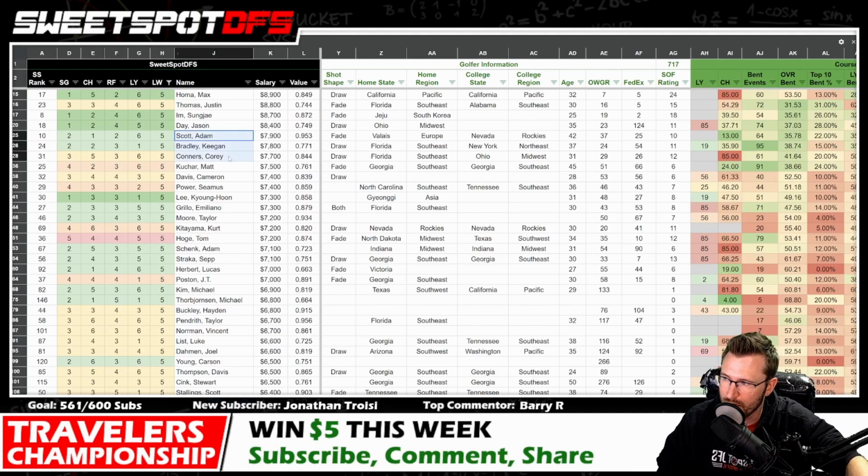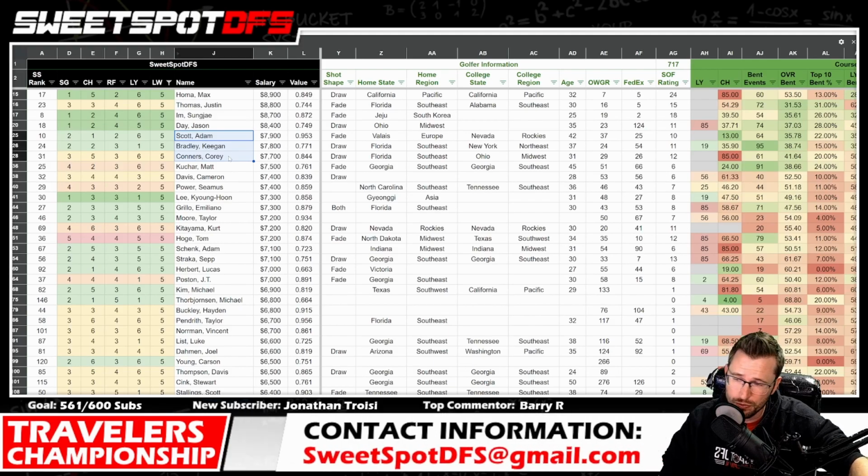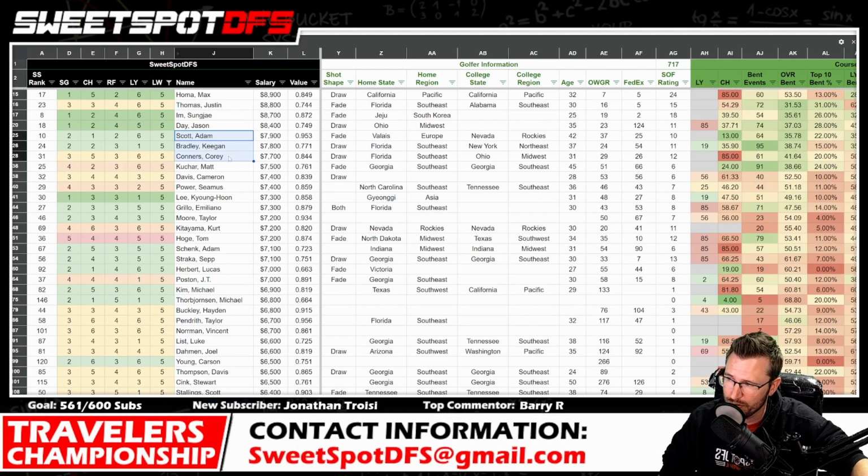Keegan Bradley, Corey Connors. One of these guys I think will be in the optimal lineup. I'm not sure which one it's going to be, but I'd have to do more analysis with these three golfers. Just by them being right next to each other in the salaries, in a bucket that I'm projecting to have at least one golfer in, I think these three are my strongest candidates.